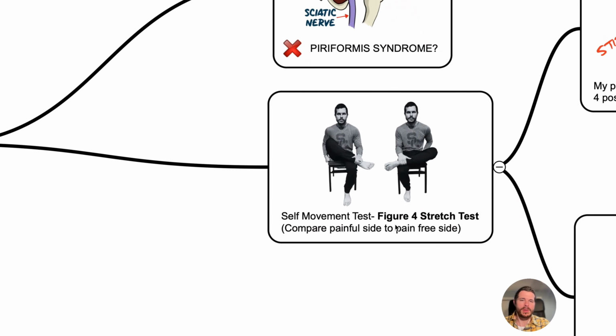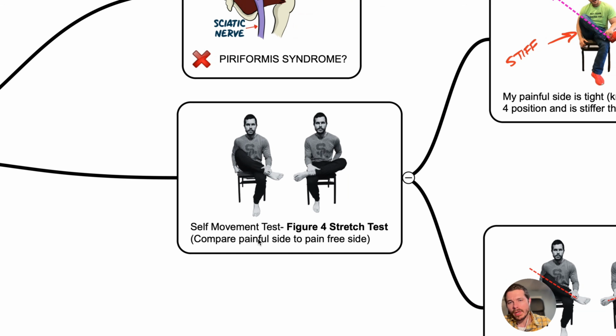So what I want you to do is go through a self-movement test to identify the most likely source of your symptoms. We're going to do the figure 4 stretch test. We've done this before. We're going to do it again. Compare the painful side to the pain-free side. Cross that leg up, let it flop, see what happens.